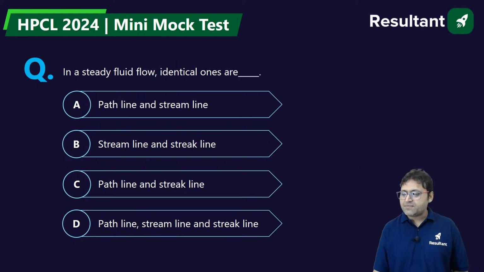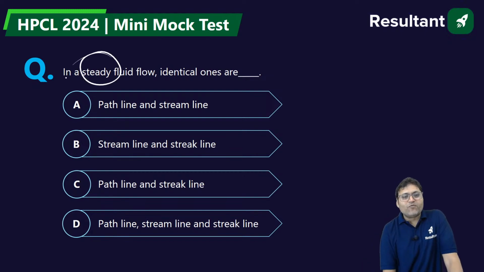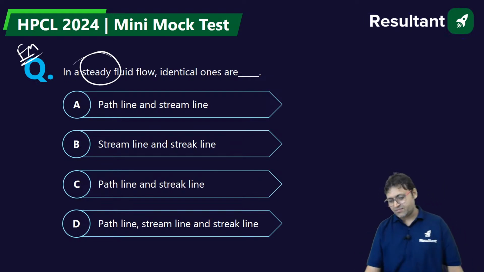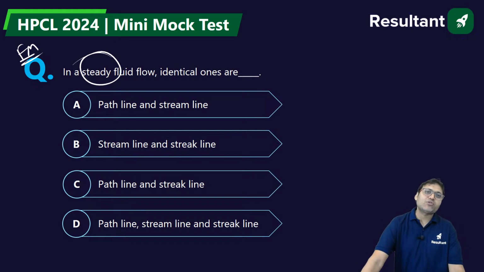The next question. In a steady fluid flow, from fluid mechanics, when the fluid flow is steady, the fluid behavior does not change with time. The identical ones are path line, the actual path traveled by the fluid particle is called its path line. Streamline, the path of the entire flow is called the streamline. It is the tangent to the velocity vector at every point in the flow field.